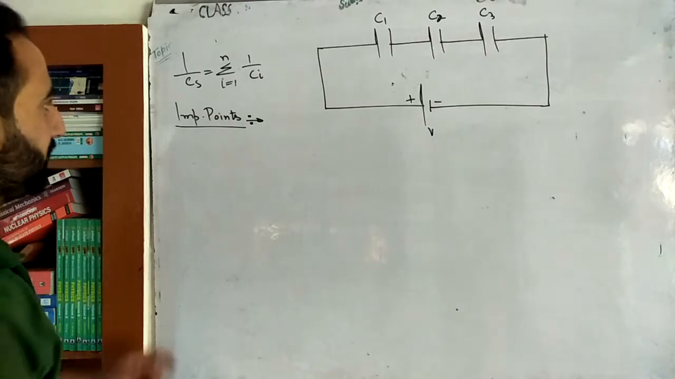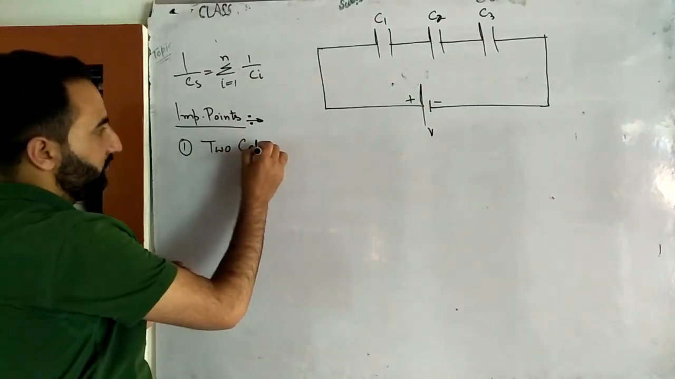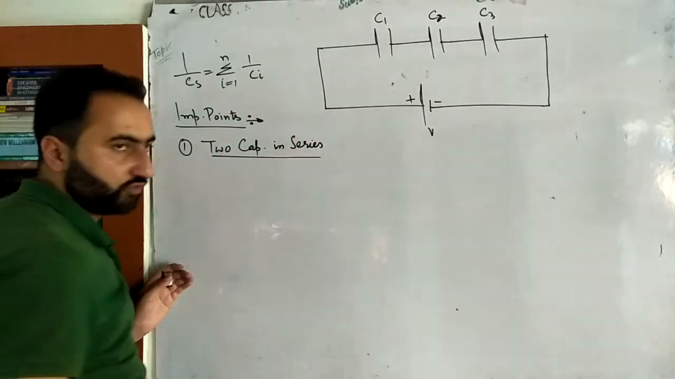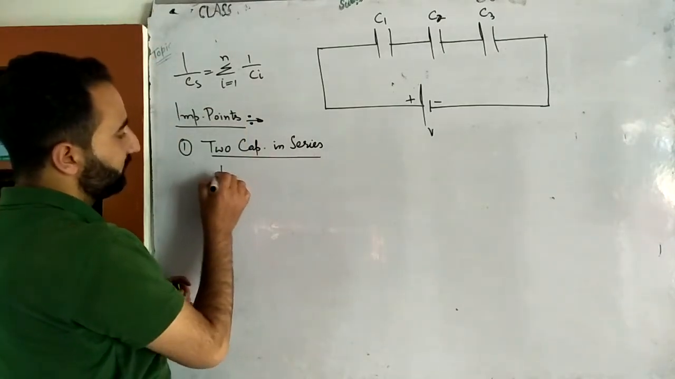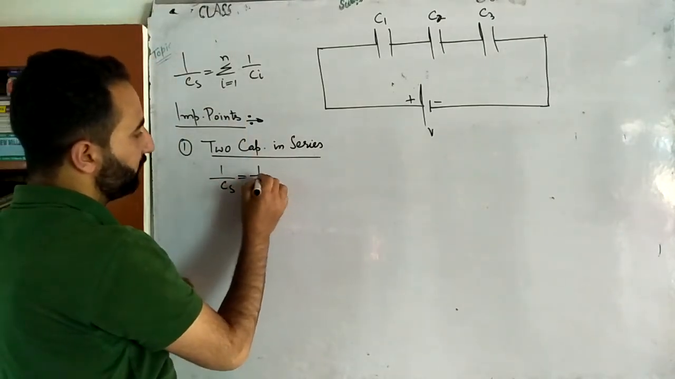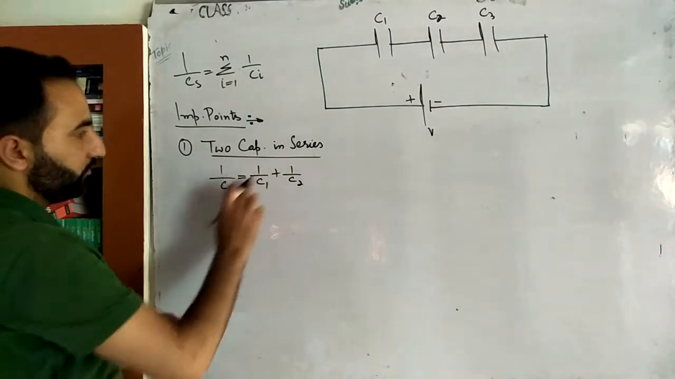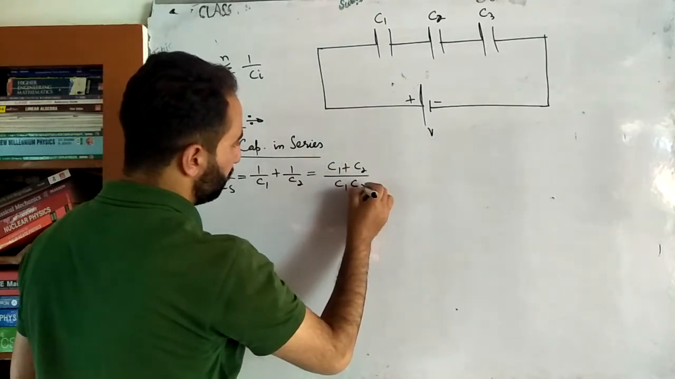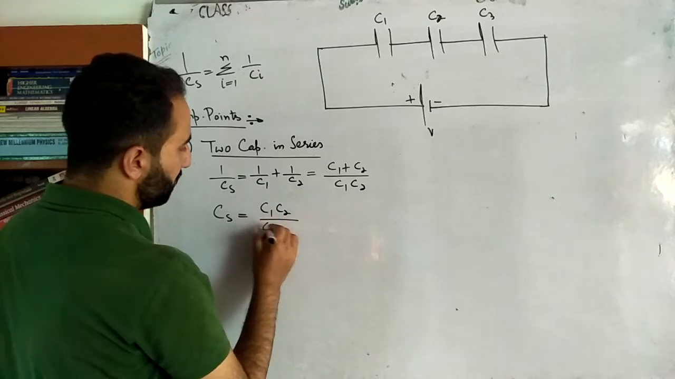Important points. Point number one: if there are two capacitors in series, 1 divided by CS is equal to 1 divided by C1 plus 1 divided by C2. Now go for the cross multiplication: it will be C1 plus C2 divided by the product C1 C2. Taking the reciprocal, CS will be equal to C1 C2 divided by C1 plus C2.